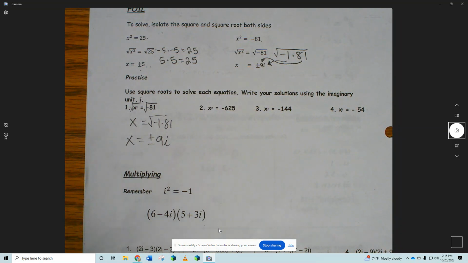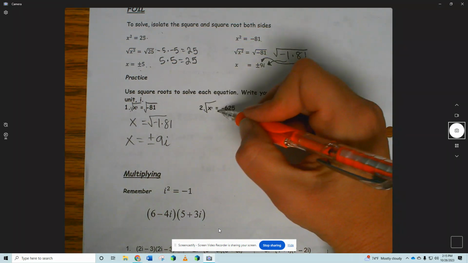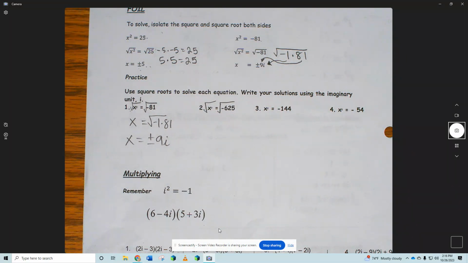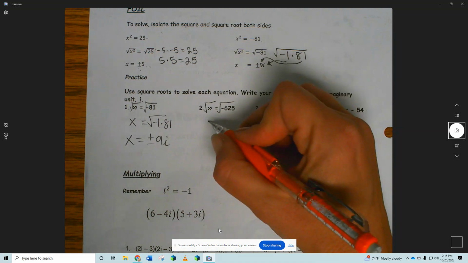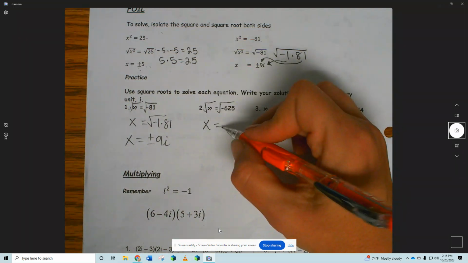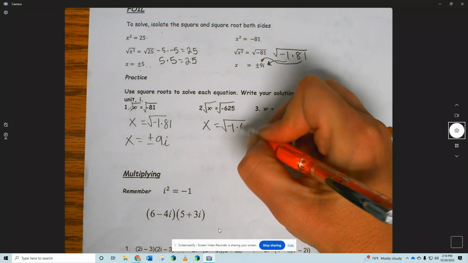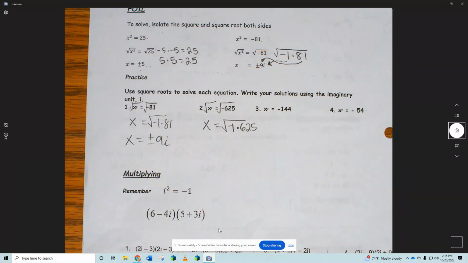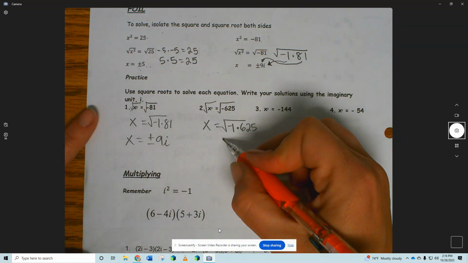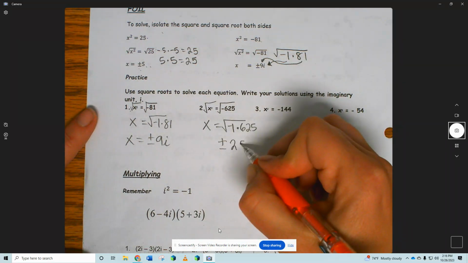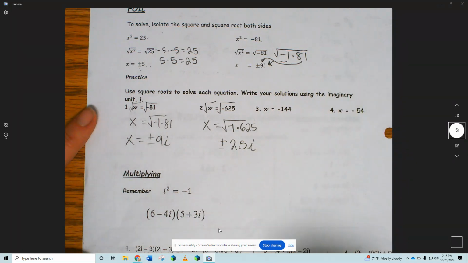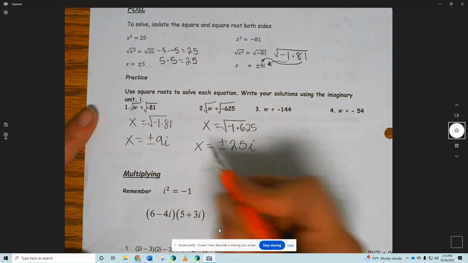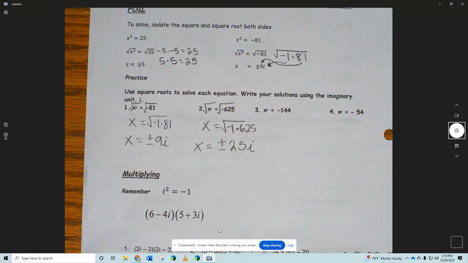Okay, 625. That squared is microscopic, I know, but it's there. Please square root both sides. All right. X equals, does anyone know what the square root of 625 is? It's a big number. Like 25? It is 25. Out comes the 25, and the negative 1 is the i. X equals plus or minus 25i.